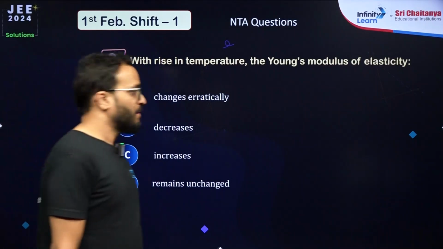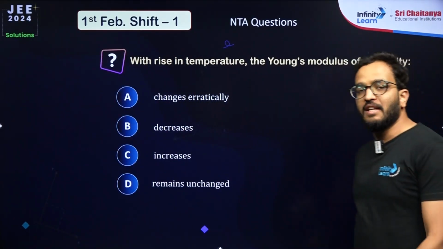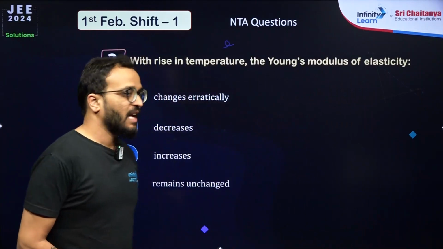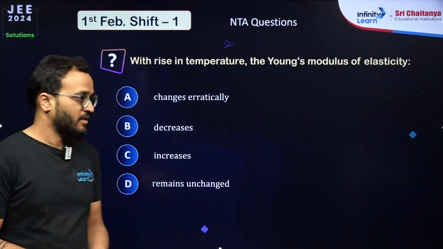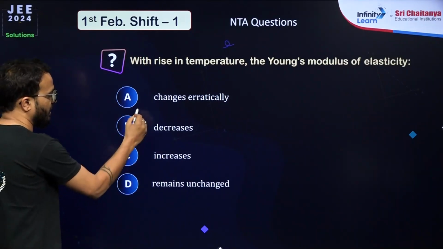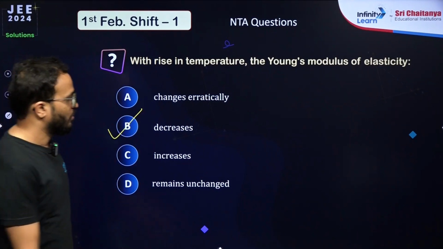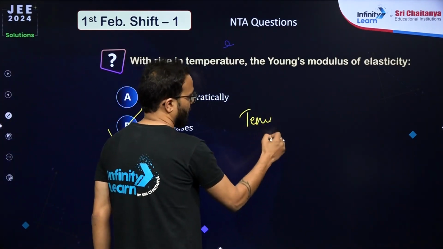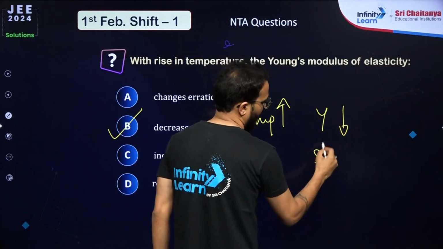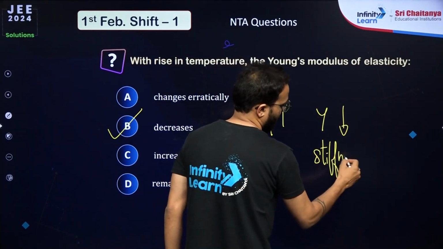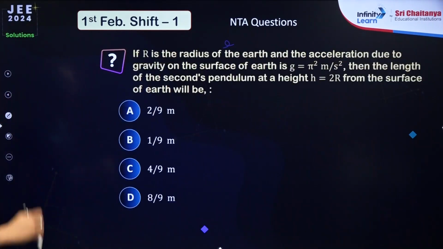So the first question in that paper was, with rise in temperature, the Young's modulus of elasticity. Generally we think that it remains unchanged. No, but as the temperature increases, the stiffness of the material always decreases. So Young's modulus of elasticity decreases. This will be the correct answer here, Option B. Is that okay? As you go on increasing the temperature, Young's modulus of elasticity decreases, and we can also say that stiffness decreases. Clear? Okay, let's move on to the next question.